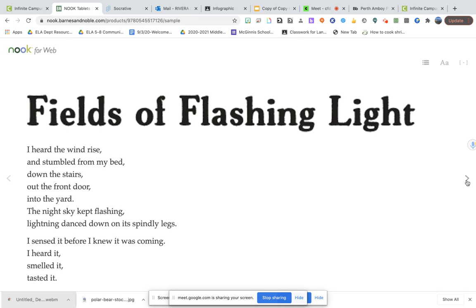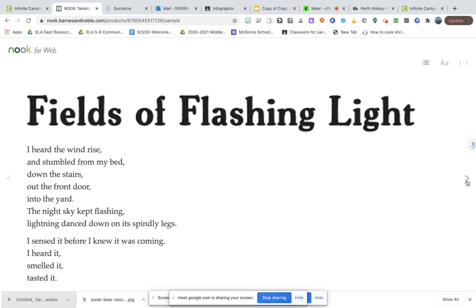The night sky kept flashing, lightning danced down its spindly legs. Lightning dancing is an example of what? That is personification, that is correct.